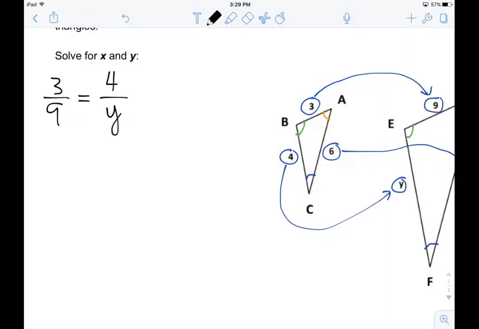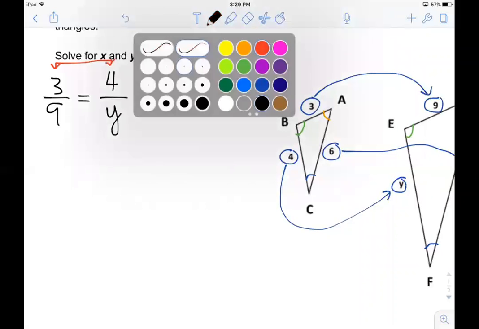So I don't actually know what Y is, but I know that whatever I get when I do 4 divided by Y has to be equal to the same as whatever I got when I did 3 divided by 9. So these two things must be equal to each other. And that means I have this statement with only one unknown piece in it that I can try and solve for. But that's not the only thing we can say.